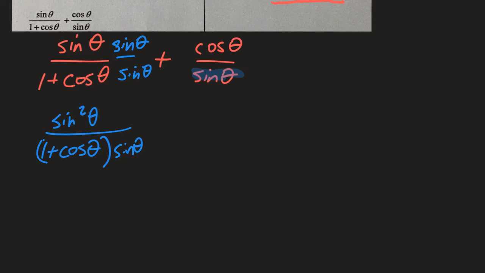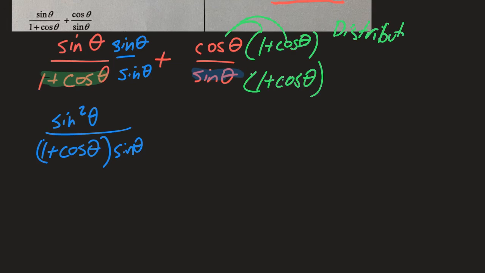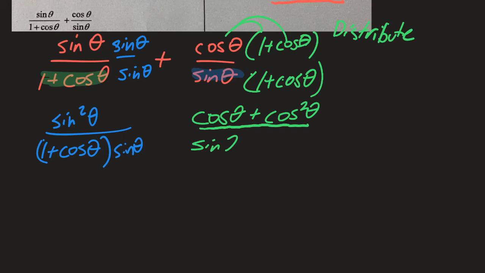Okay, so let's look at the right-hand side. I'm going to take this piece, 1 plus cosine, and I'm going to multiply it to the right-hand side, top and bottom. 1 plus cosine theta and 1 plus cosine theta. So watch out. This is going to distribute. Got to be careful to distribute this. And 1 times cosine is going to give me cosine theta plus cosine times cosine is cosine squared theta. Okay, and underneath here, I'm going to have the same thing I have on the left-hand side. Sine theta times 1 plus cosine theta.